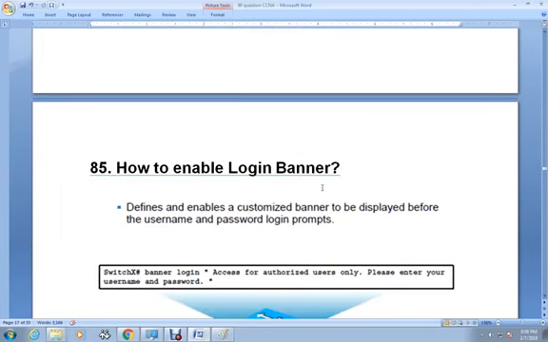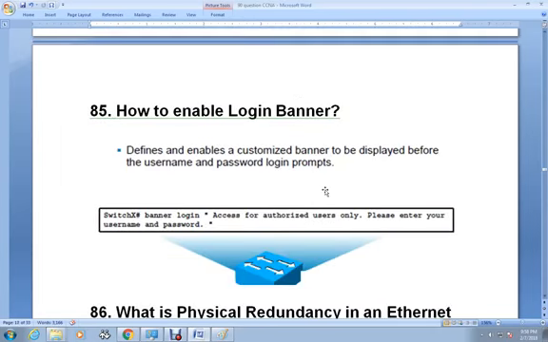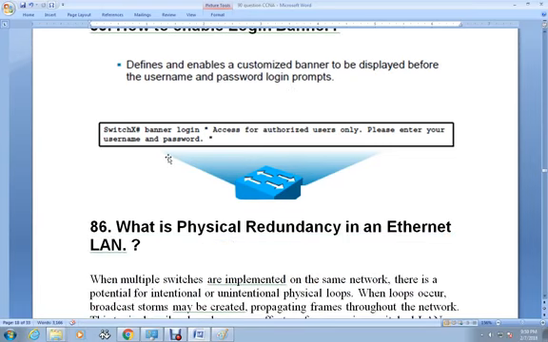Next question, how to enable a login banner? So guys, it defines and enables a customized banner to be displayed before the username and password login. We can do it by using this command. Very simple, you just need to type the banner login command in the switch or router, and you have to put a special character inside that. You need to put whatever message you want to display.